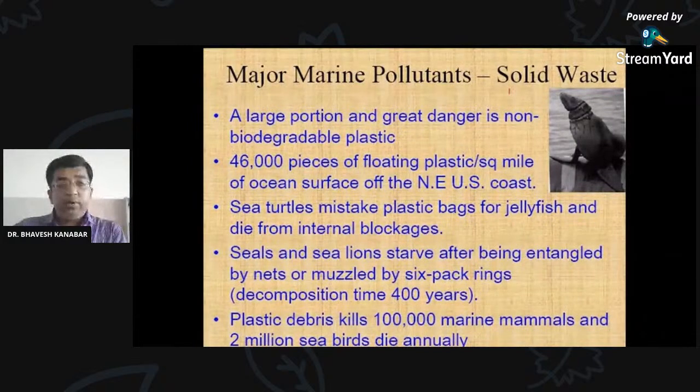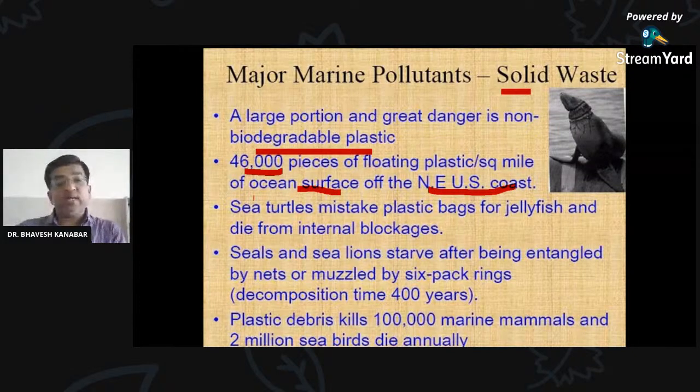Major marine pollutant in solid waste. A large portion and greater danger is from non-biodegradable plastic. About 46,000 pieces of floating plastic per square mile of the ocean surface on any US coast. This is just an example, but you can see that floating plastic is present in very large numbers in the sea.